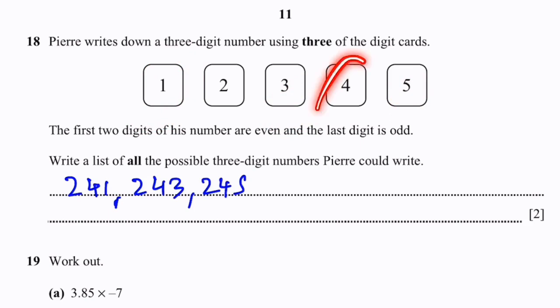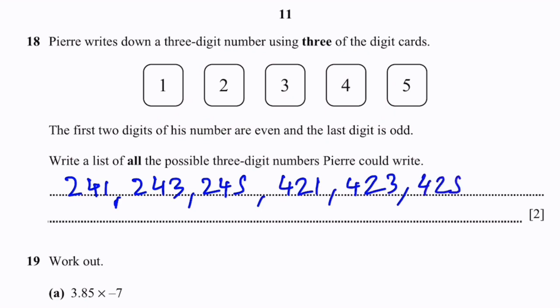Well, it's possible to interchange the order of these two. So we can have 421, 423, and 425 as well. Is there any other possible order to put these two numbers? No. And is there any other odd number possible in the ones digit? No. That's why these are the answer values.